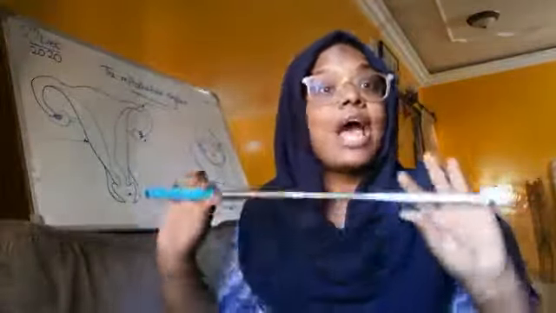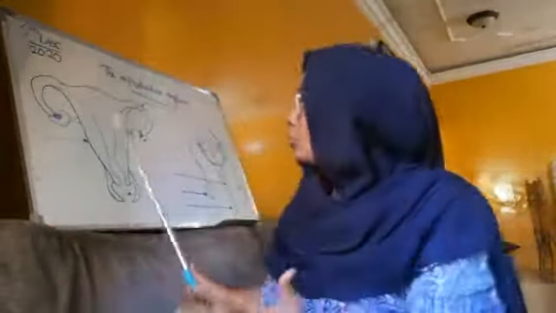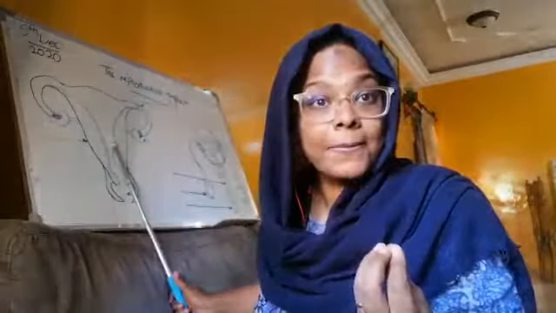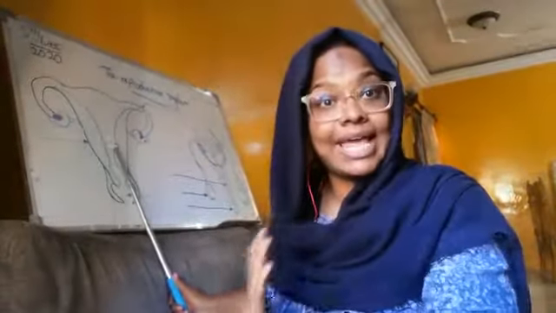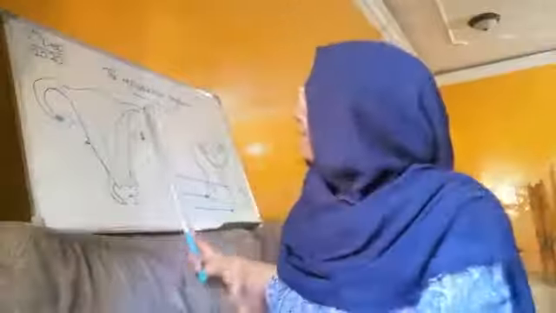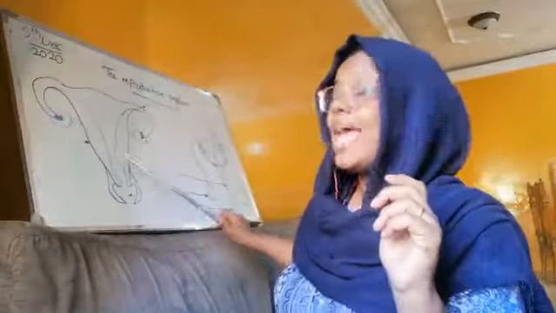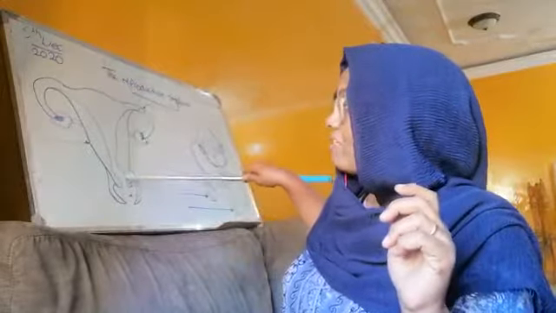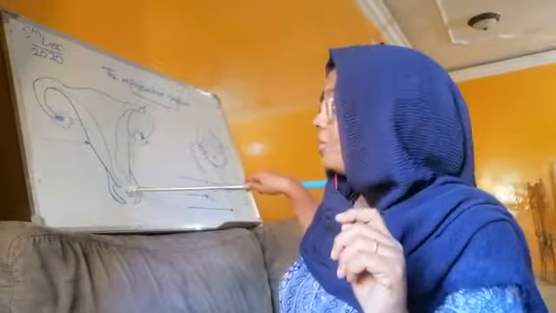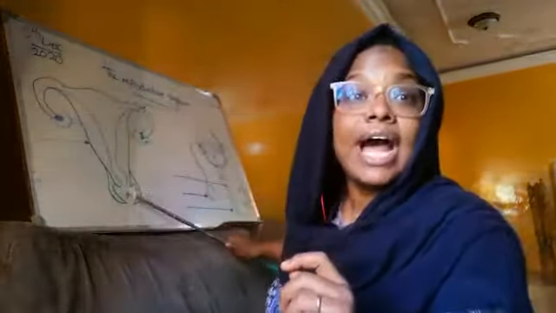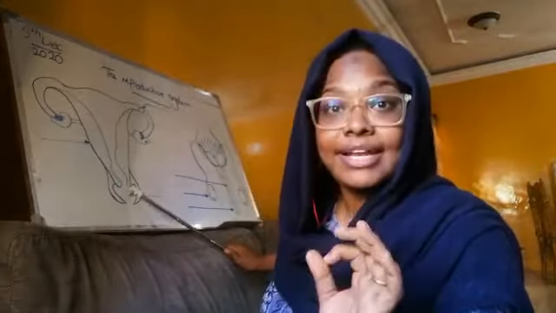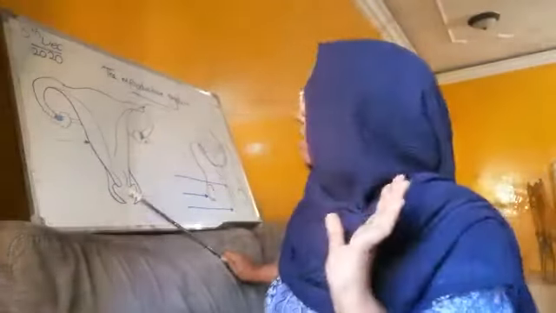If it is fertilized, it will go to the uterus as a baby. It will stay there as a baby. But if it is not fertilized, it will not be a baby, and it will go out of the body as blood through the vagina. This is the vagina.